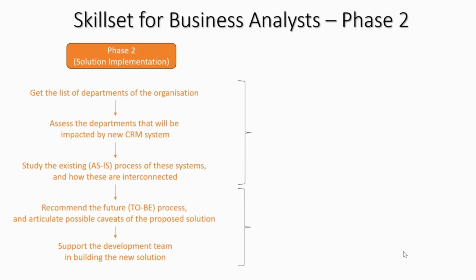Now let's move on to phase 2. In phase 2, the first activity that we discussed is to get the list of departments of the organization, followed by assessing the departments that are impacted by the CRM system and studying the as-is process of the systems and how these are interconnected. For this, a BA may need to do document analysis, interface analysis, and process modeling.